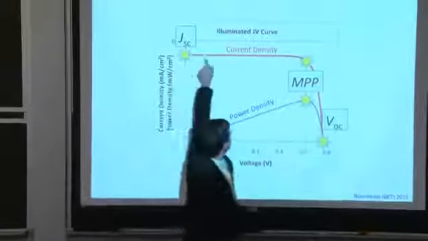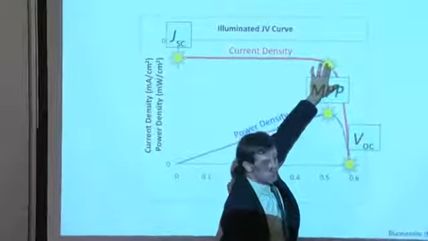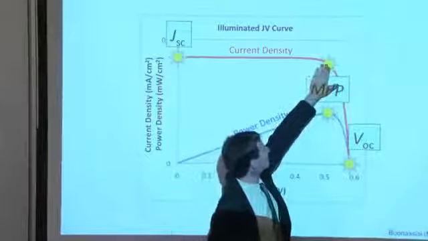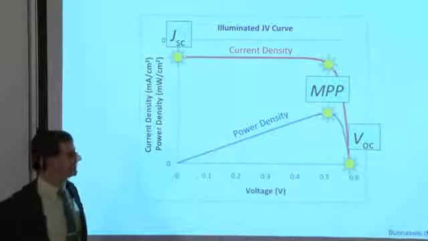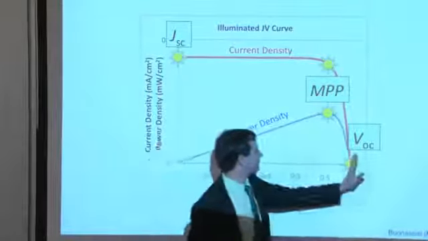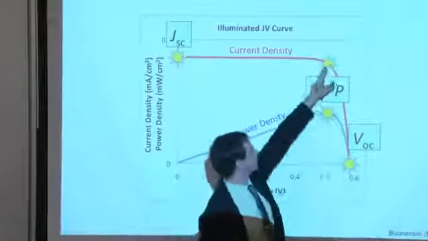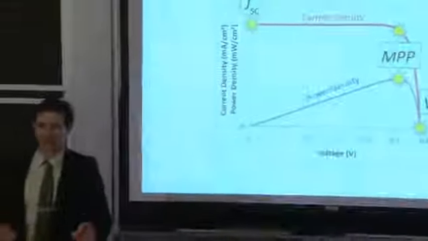Notice the shape of the IV curve right here. The maximum power point is interesting because the voltage at the maximum power point is almost the VOC in a good device. And the current at the maximum power point is almost JSC, but not quite. So the discounting from the VOC to the maximum power point voltage is not that much, as is the discounting from the short circuit current to the maximum power point in a good device.